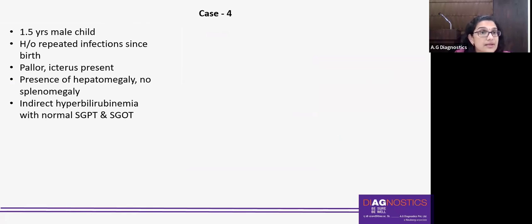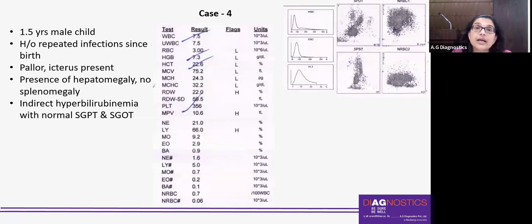There was a history of repeated infections since birth with presence of pallor and icterus, presence of hepatomegaly, no splenomegaly, and indirect hyperbilirubinemia. Again, the CBC showed hemoglobin of 7.3 gram percent. The indices were relatively normocytic for this age group of 1.5 years. However, the RDW was increased, 22%.